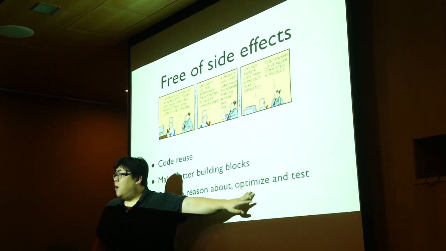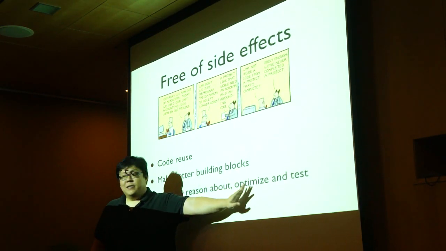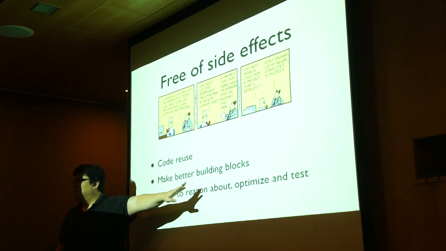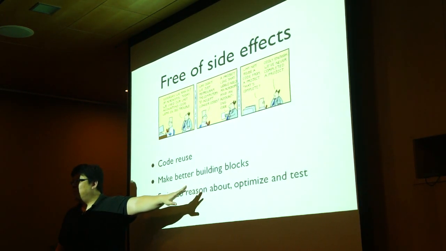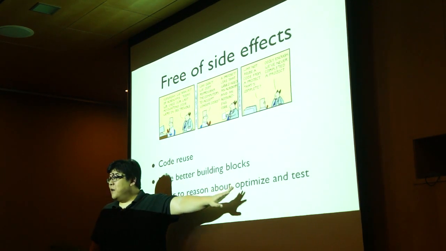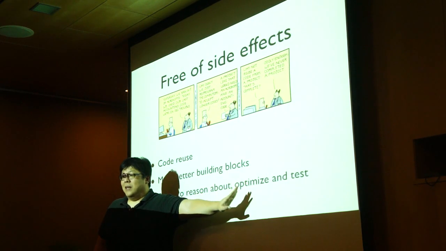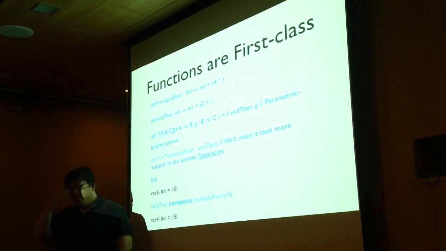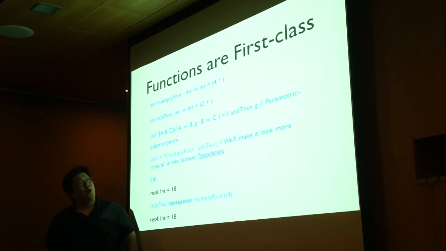Second is optimizing itself. You have to take my word for it that it does work better, because there are countless research papers and implementations that have been done. So side effect-free functions actually run faster. Okay, so let's see some actual code.